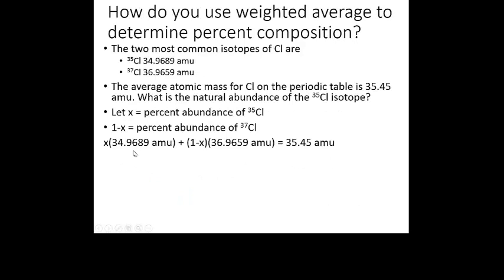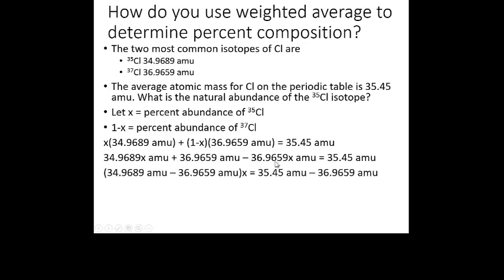So we have X, which is the percent abundance of chlorine 35 times the mass of chlorine 35, plus 1 minus X times the average mass of chlorine 37, and we know that the total weighted average has to be 35.45, right? Then we got to do a little restructuring, right? So I just put the X after here. We need to distribute over the bracket. So 1 times 36, we get that. Negative X, we get negative this X.